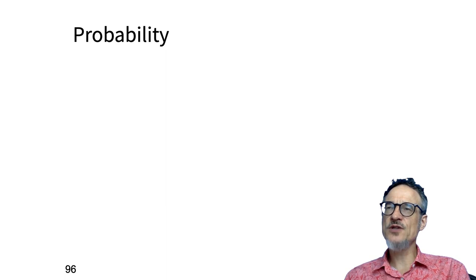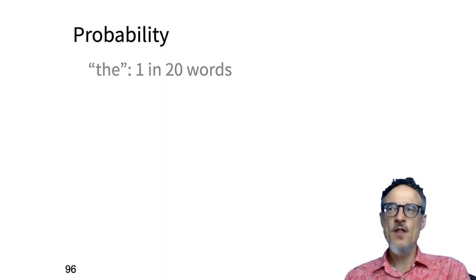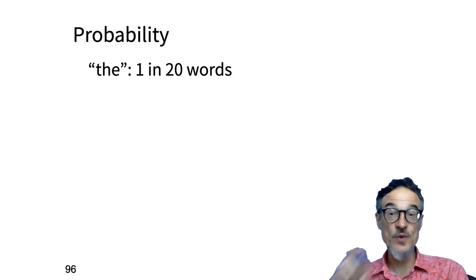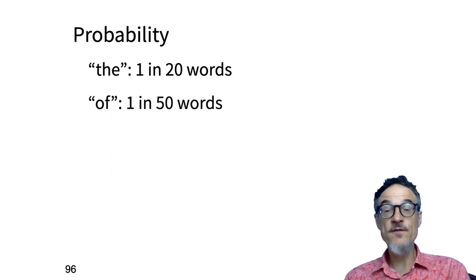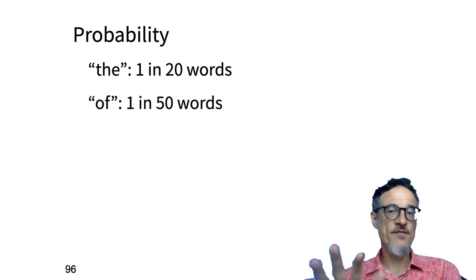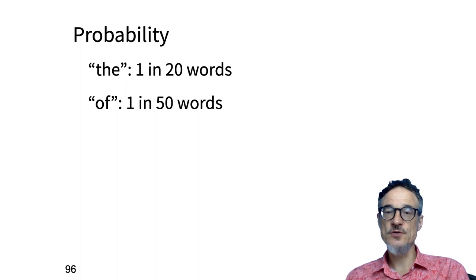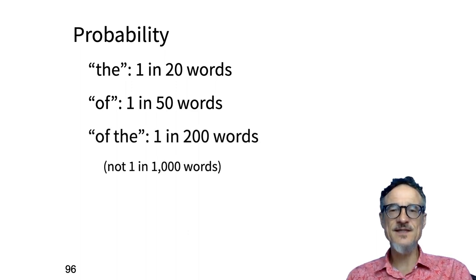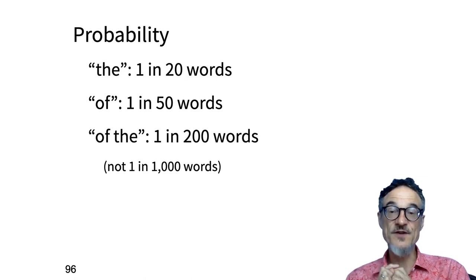And we can just do a little bit of maths. The is about 1 in 20. So around every 20 words of English is the. And of is about 1 in 50. So of appears every 100 words, you're going to get 5 the's and 2 of's. And we would expect, if we did the sums, we would expect of the to appear together once every 1,000 words.